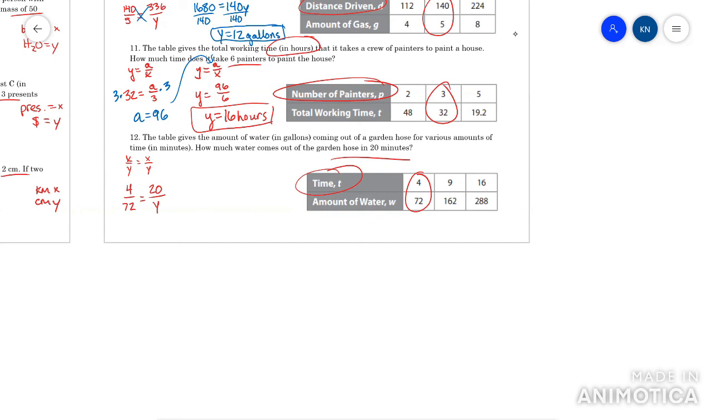And so now it's a cross multiply. So you get 1440 equals 4Y. So that's what, 360? And that's amount of water in gallons. So my answer would be 360 gallons.